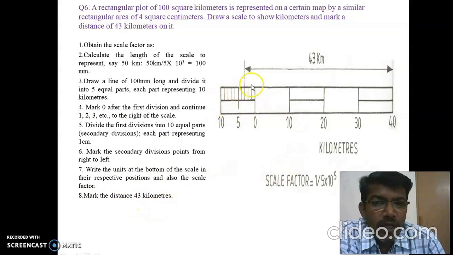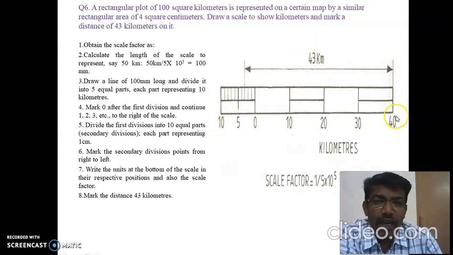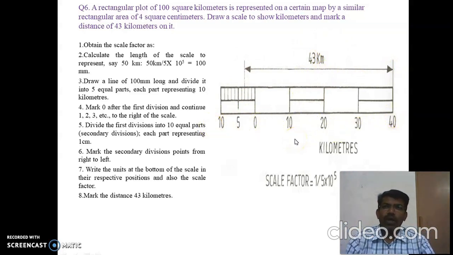So now representing this scale, this is 40, draw a line here, and 3 kilometers. See here, this is the first division, second division, and third division. So I will draw a line through the third division such that we will have a distance of 43 kilometers on the scale. So this is how to represent on a scale.